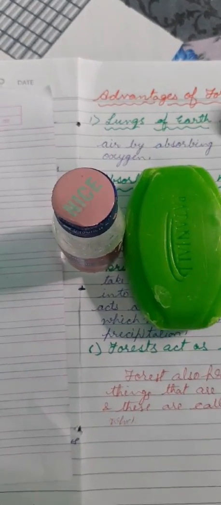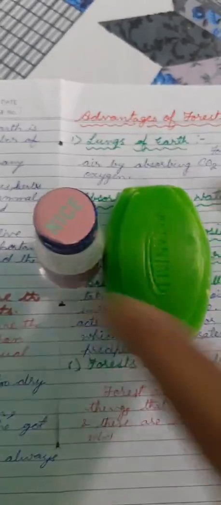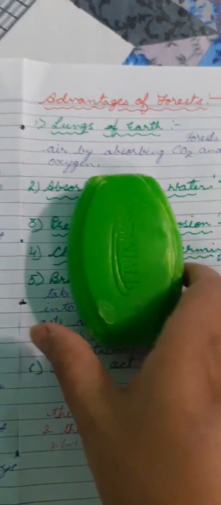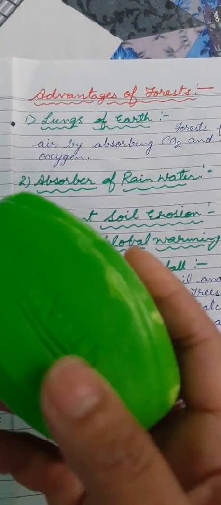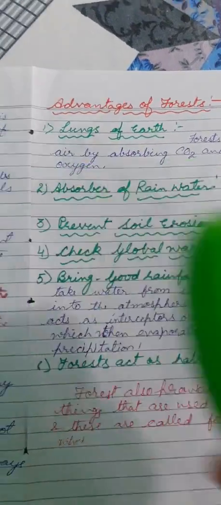Every single one of these items comes from the forest. This is pepper, and it comes from trees which grow in the forest. And medicine also comes from the plants which grow in the forest. And this soap smells like sandalwood, which is a forest tree.